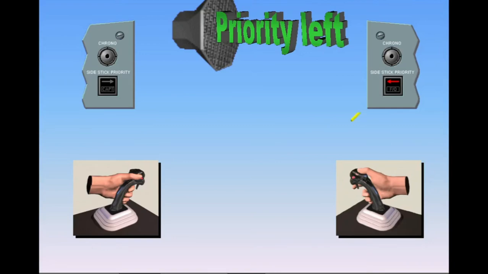Notice there is also a red side stick priority arrow in front of the first officer, indicating that his side stick is inoperative. The arrow points left, showing that the captain has control. If the first officer had taken over, the message would have been priority right, and the red arrow in front of the captain would have illuminated. To see what happens when the deactivated side stick is moved, move the first officer's side stick.